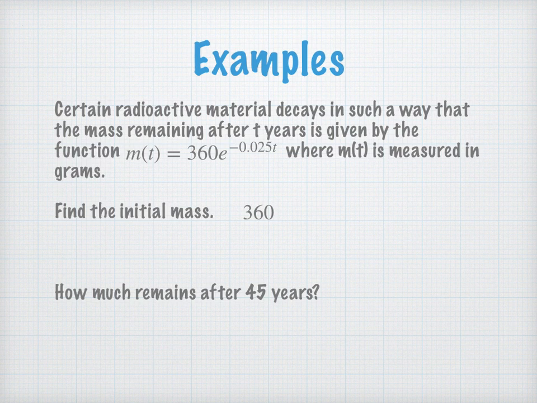To find how much remains after 45 years, we will plug in 45 for t, because t is given in years. So m of 45 is equal to 360e raised to the negative 0.025 times 45. Punching that all into your calculator, you should get 116.87. So that's how many grams will remain after 45 years.